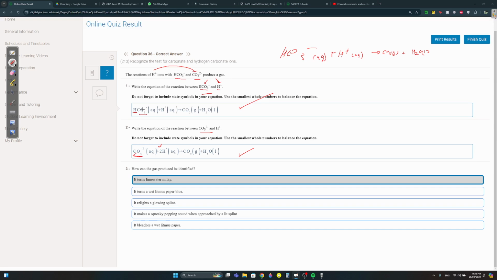Why is this the same? Because in both of them there's CO3. What's the difference? One has the H, that's why it becomes minus. This one doesn't have H, so it becomes 2 minus. And the balancing part.